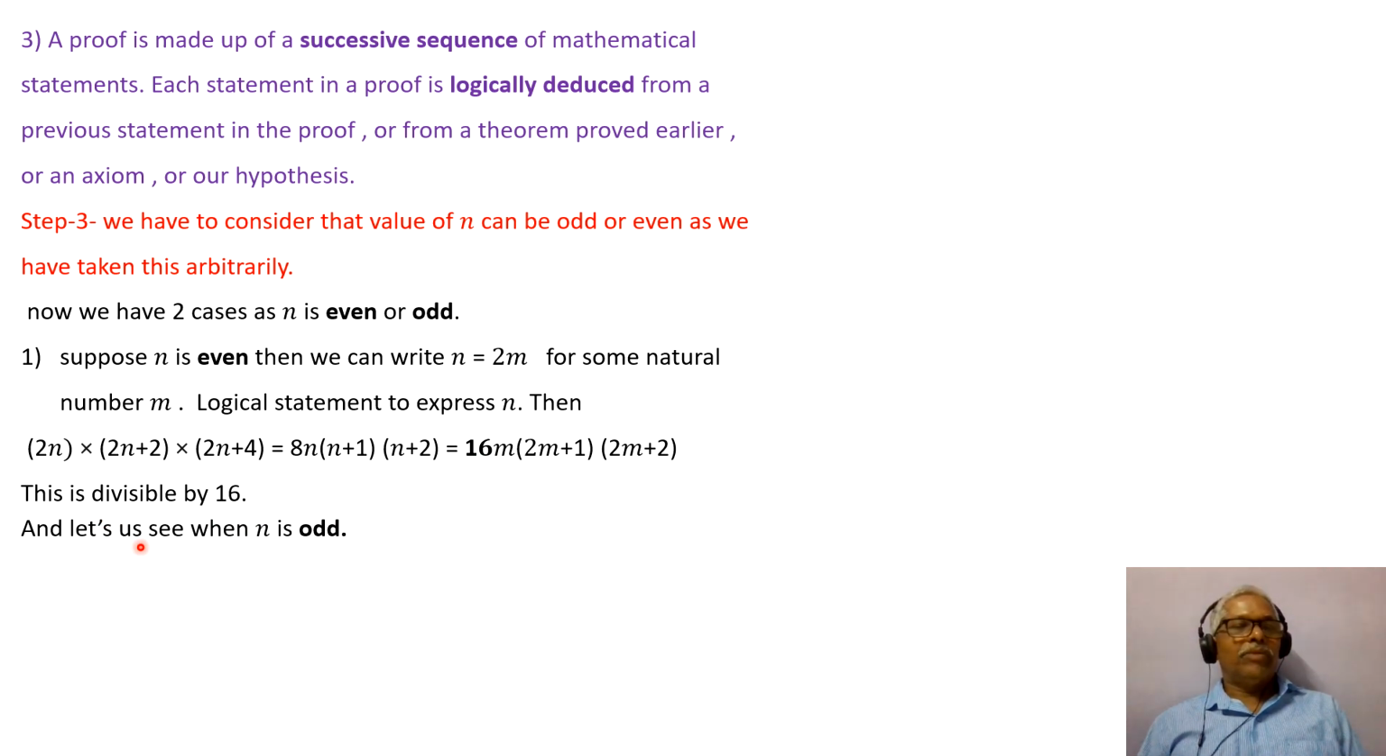Got it? Now let us see when n is odd. I told you earlier to concentrate on this, that this product contains n, n plus 1 and n plus 2. When n was even, we took advantage of this. Now we will see when n is odd, this will get a weightage. So we proceed.